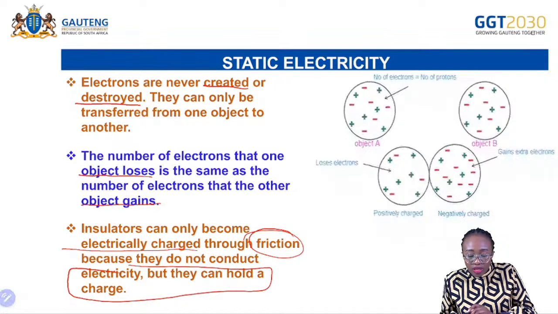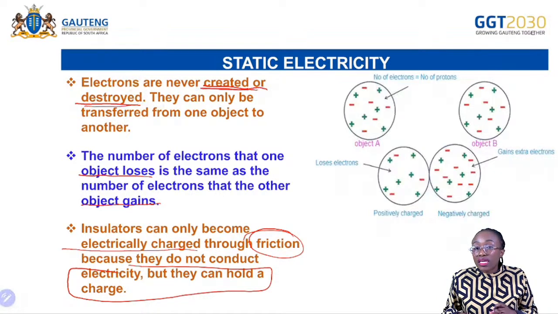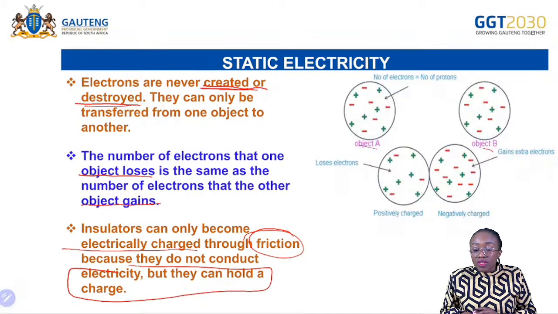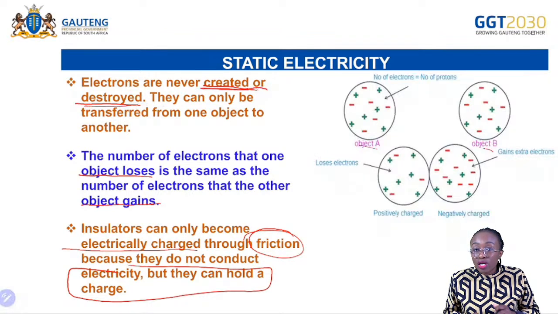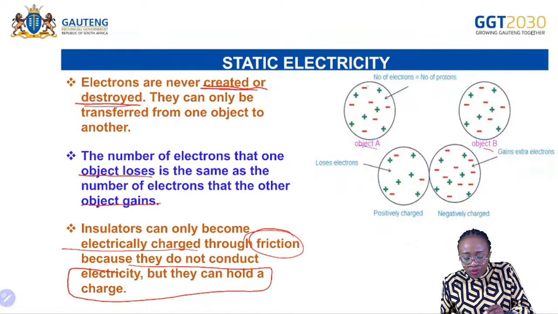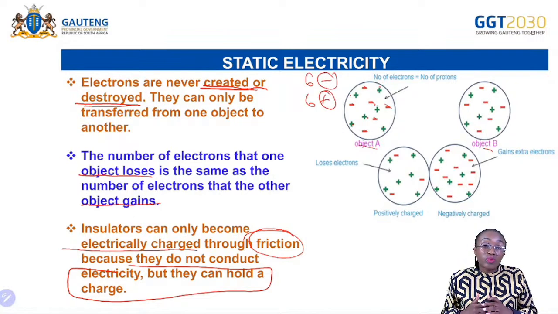So let's go back to the point that electrons can never be created nor destroyed. I've got an illustration here to further explain what I mean. We've got object A here and we've got object B. These two are neutral. Why are we saying they are neutral? Because the number of negative charges is equal to the number of positive charges in each object. Let's count it and prove it. 1, 2, 3, 4, 5, 6. So we've got 6 negative charges. 1, 2, 3, 4, 5, 6. So we've got 6 positive charges. So each of these two objects has a neutral charge.